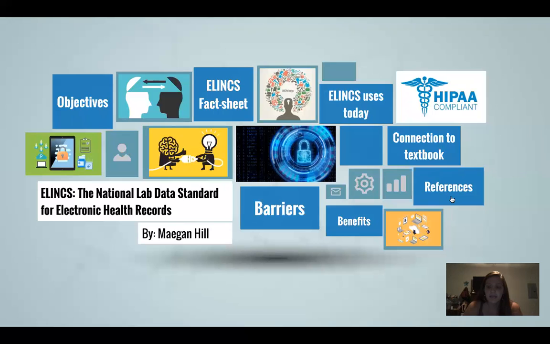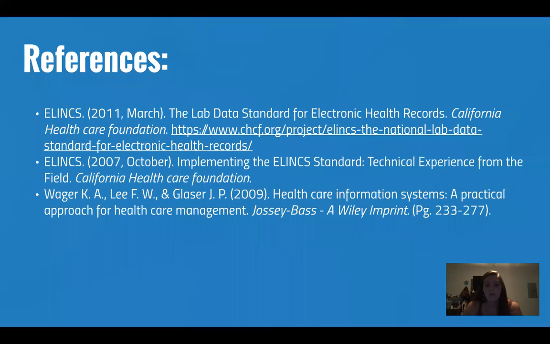And then lastly, I have my references. There were two PDFs or files that it gave me within this source, so I put them both. And then of course, chapter 9 from our text.